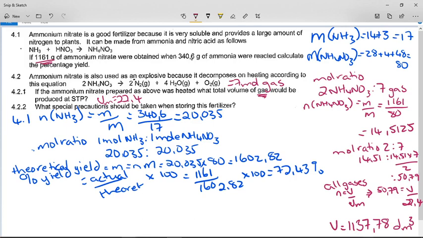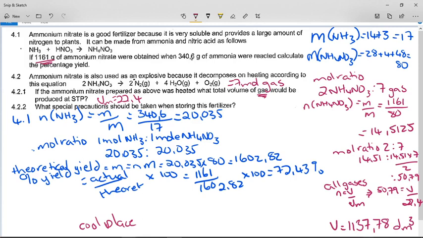And then the last part says what special precautions should be taken when storing this fertilizer. If you look here, there's only ammonium nitrate. So it is decomposing basically on its own when you heat it. So you should store it in a cool place. And most fertilizers you should keep dry, but I don't know what that would do to the reaction. I don't think water speeds it up, but basically you must be sure to keep this fertilizer cool because otherwise you're going to run into a problem.